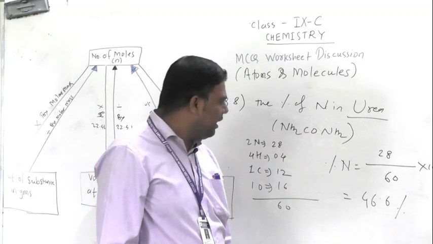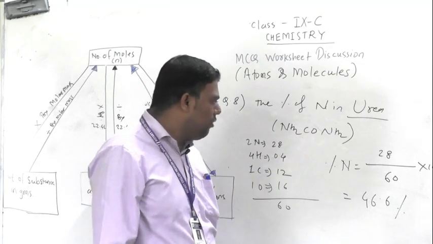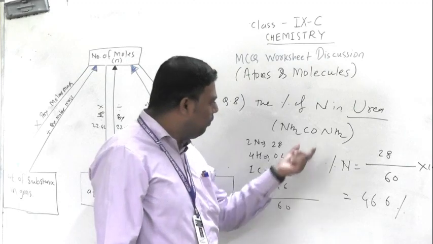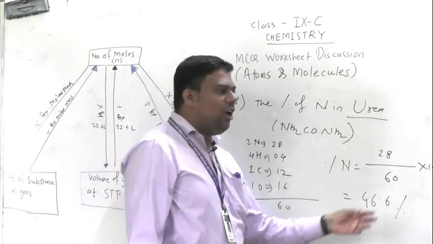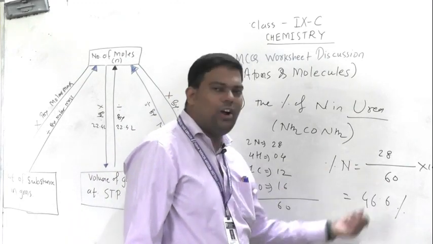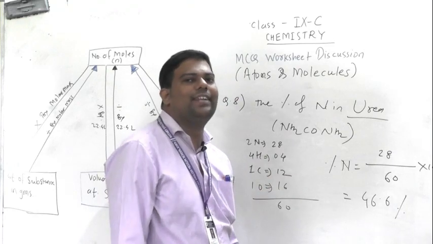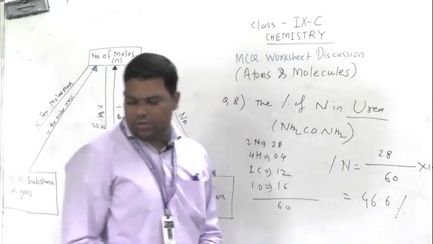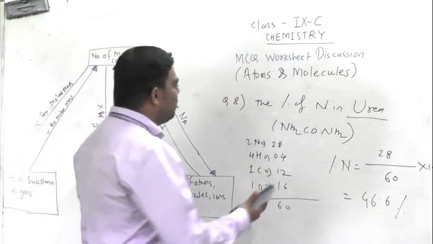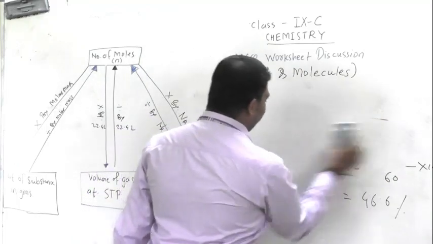Hydrogen also you can calculate. So here total 4 hydrogen. So 4 divided by 60. Because whatever the element, in the denominator we have to take the total molar mass of that compound. Okay. So see here, next we will discuss question number 9.